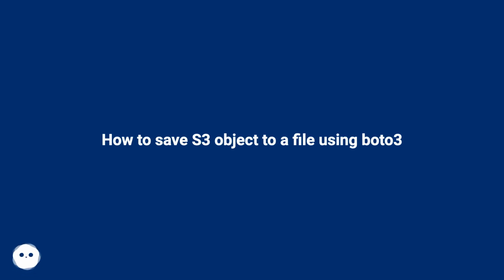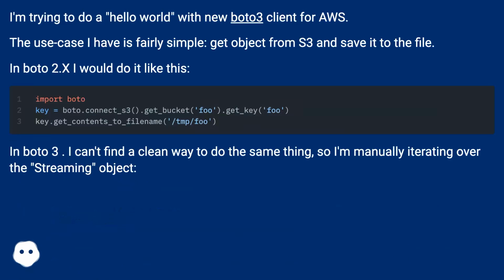How to save S3 object to a file using boto3. I'm trying to do a hello world with the new boto3 client for AWS. The use case I have is fairly simple: get object from S3 and save it to a file. In boto2.x I would do it like this.